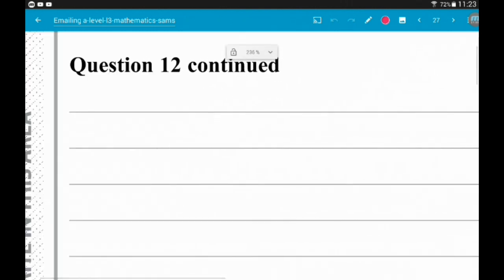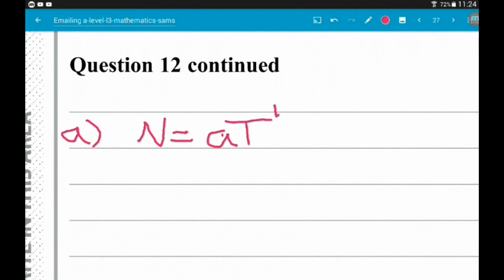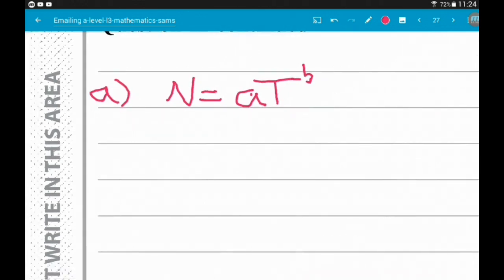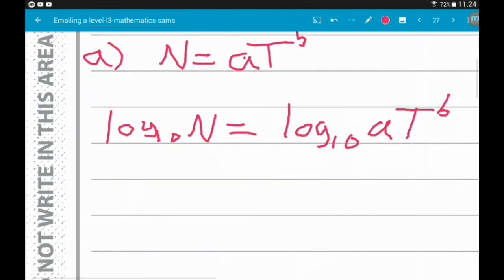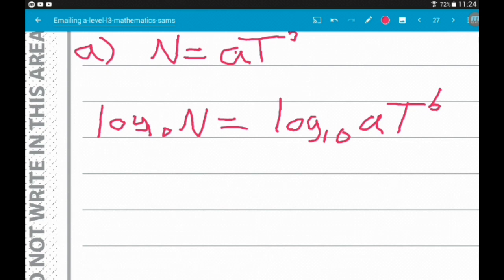So we're starting off with n is equal to a times t to the power of b. Now, if we log both sides, we get log base 10 of n is log base 10 of a t to the b. By the rules of logs, over on the right, log 10 of a times t to the b can be split up into, well, I'll show you.